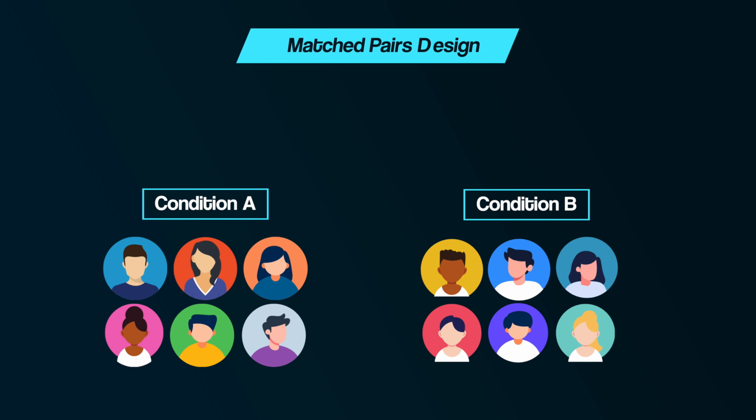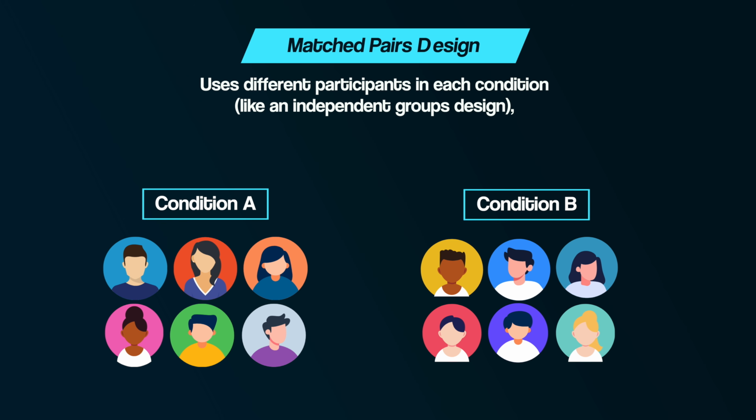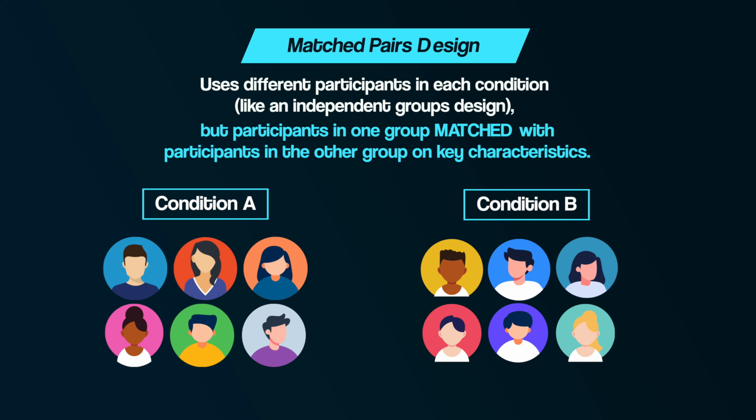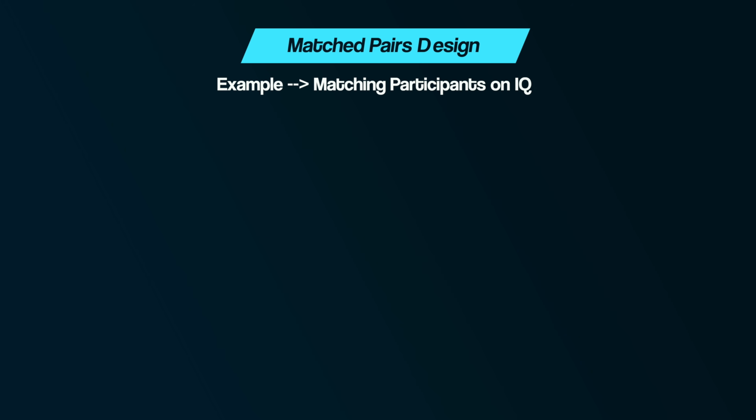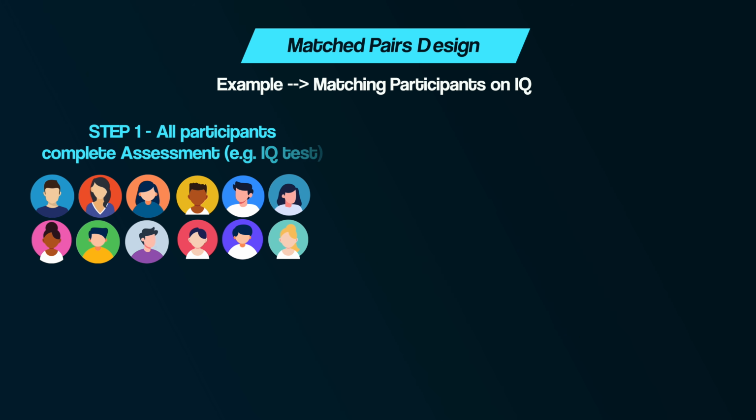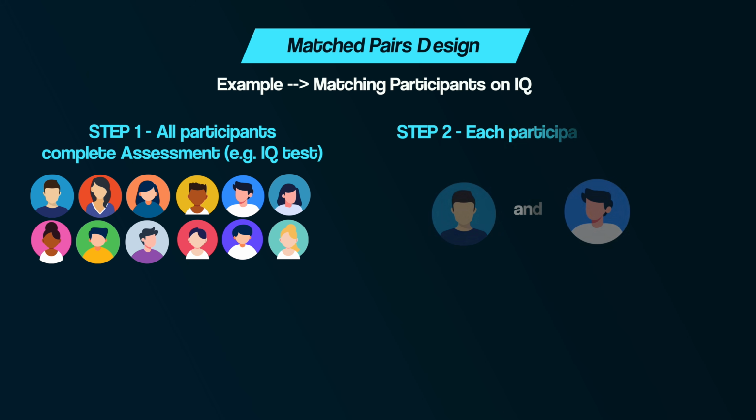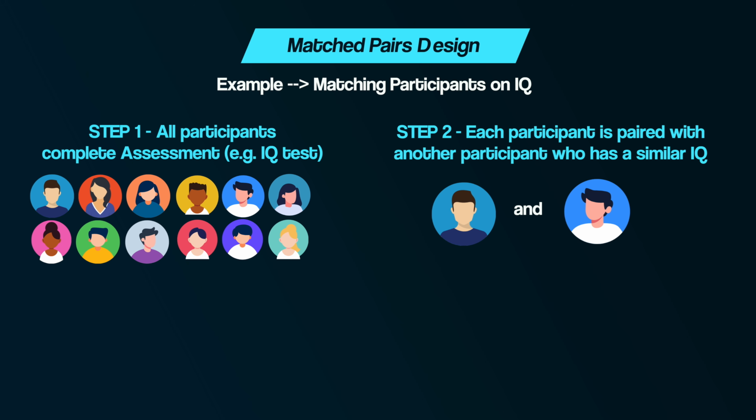A matched pairs design uses different participants in each condition, just like an independent groups design, but the researcher tries to match participants in one group with similar participants in the other group on a key characteristic. If we wanted to match them on IQ, participants would first complete an IQ test. Each participant is then paired with another participant who has a similar baseline IQ score. For example, if one person has an IQ of 114, they might be paired with another person with an IQ of 115. You repeat this for all the other participants.